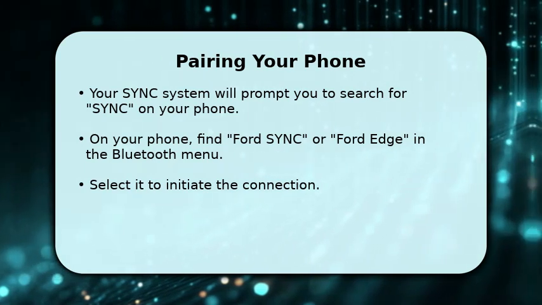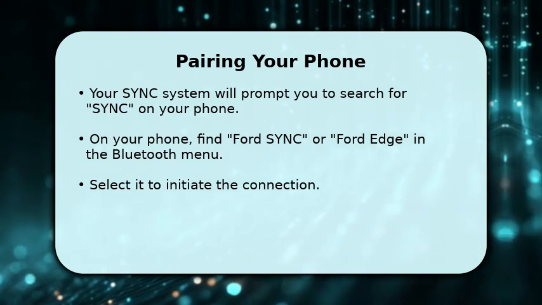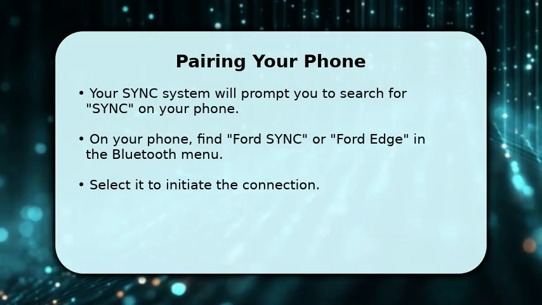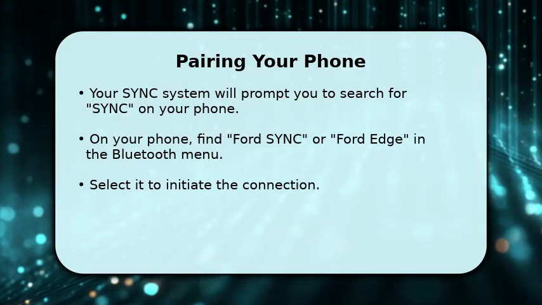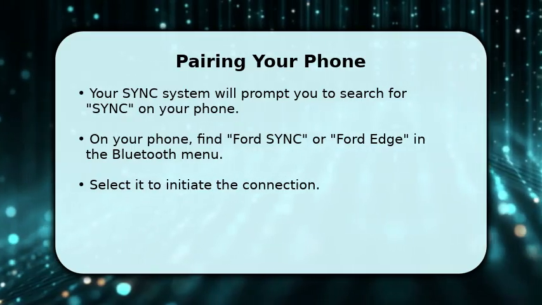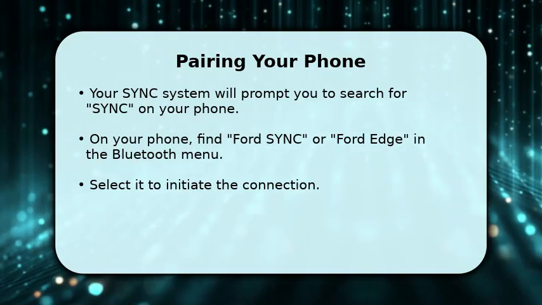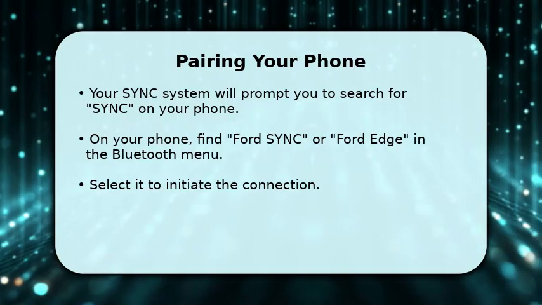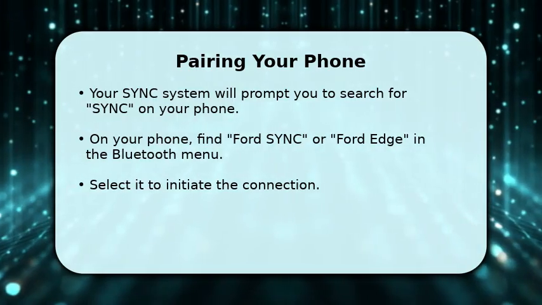On your phone, navigate to its Bluetooth settings and look for Ford Sync or Ford Edge in the list of available devices. Once you locate it, tap to select it. A 6-digit personal identification number, or PIN, will then display on both your phone and your vehicle's sync screen. It is crucial to verify that these two numbers match exactly.